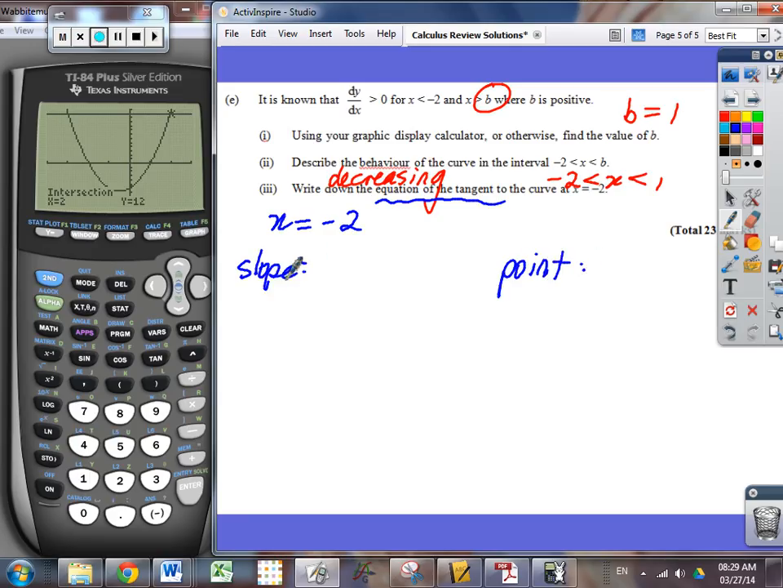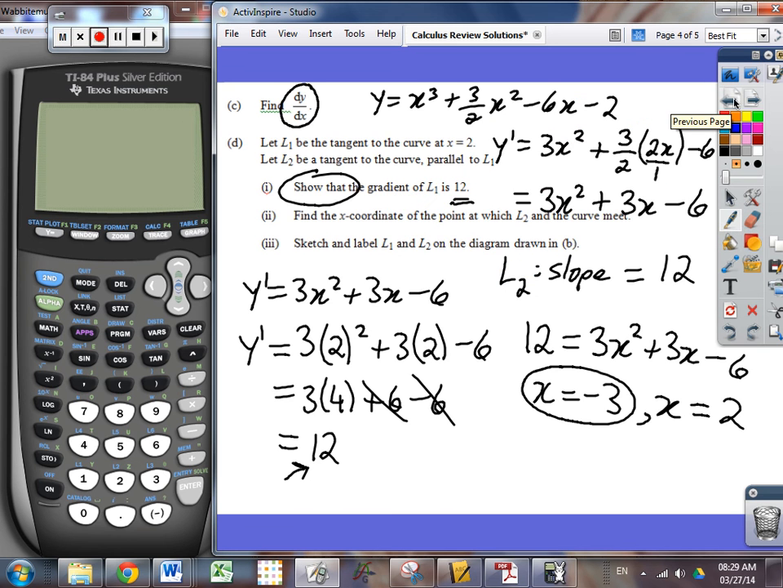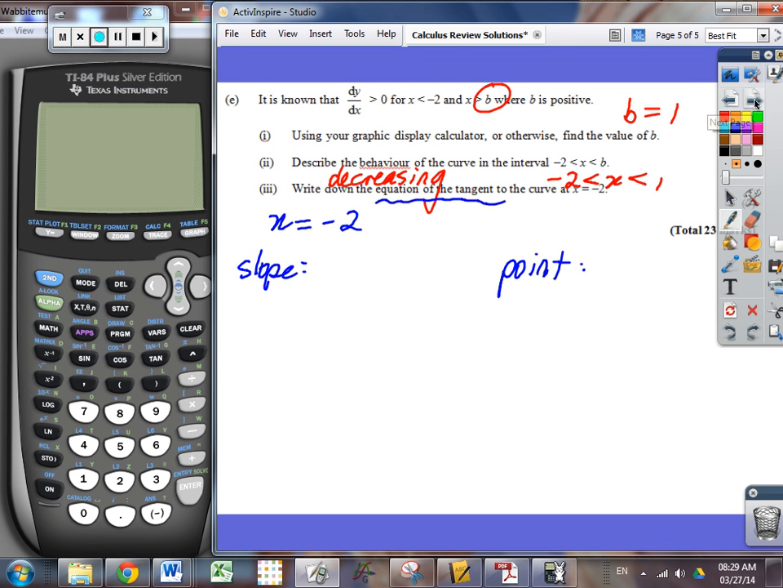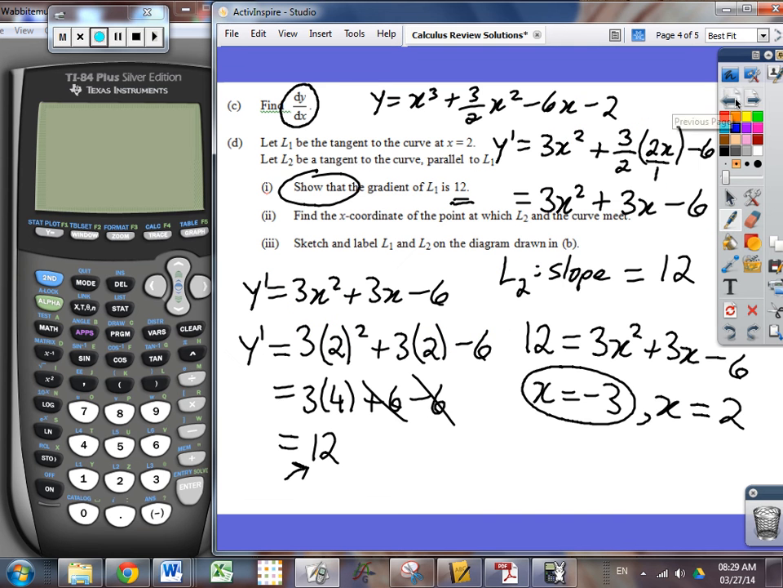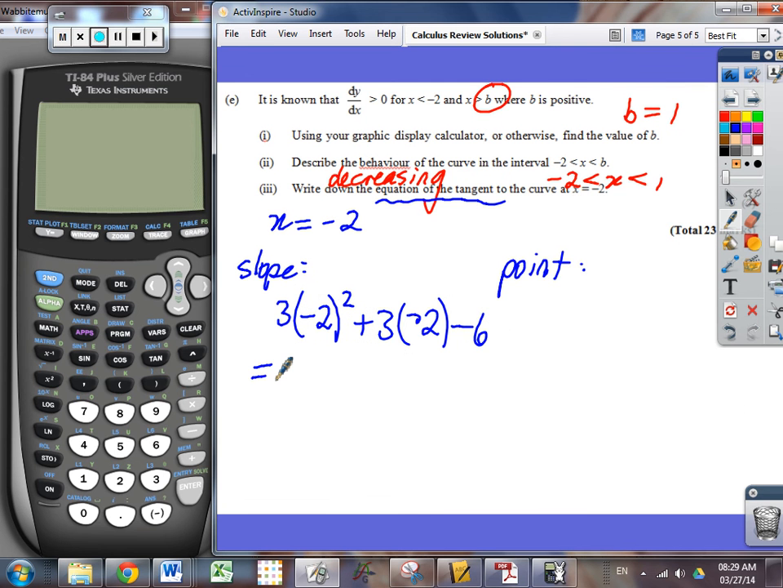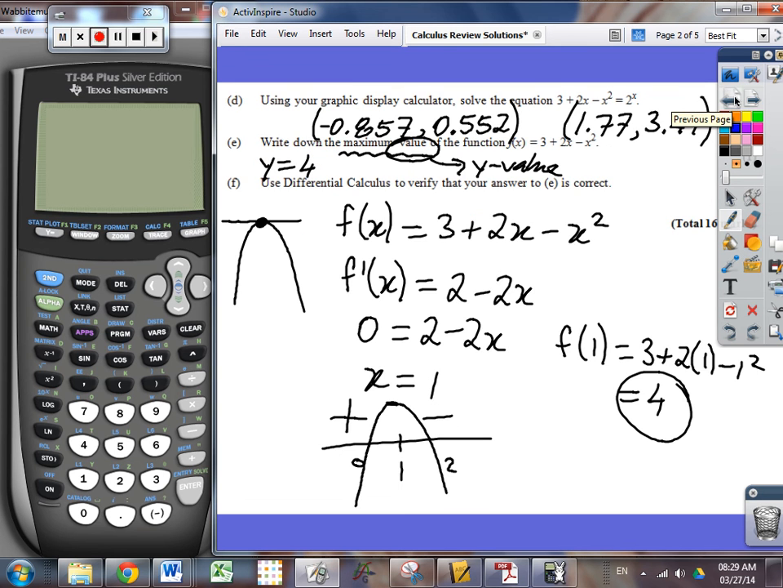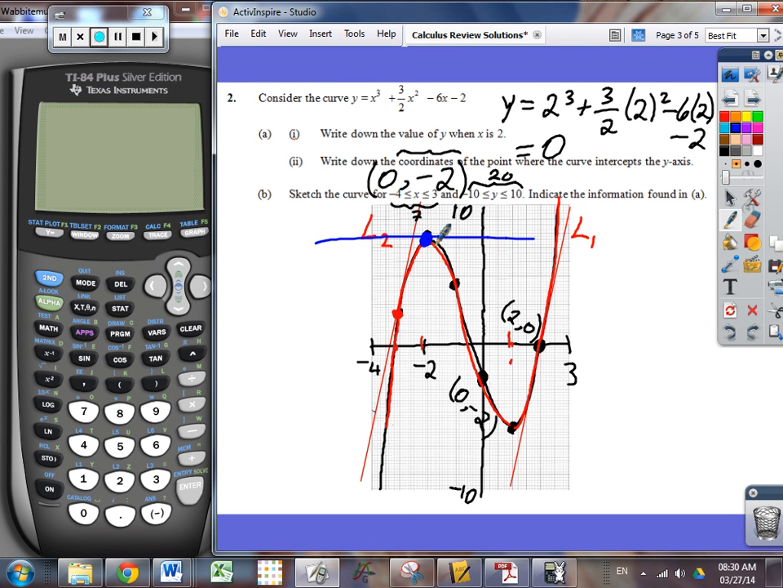To find the slope, we'll substitute the x value of negative 2 into the derivative function. So our derivative function was 3x squared plus 3x minus 6. So I've got 3x squared plus 3x minus 6. Okay, that gives me 3 times 4 is 12 minus 6 and equals 0. This is really no huge surprise that I got a slope of 0, because on my diagram it sure looks like my tangent slope is 0, doesn't it?